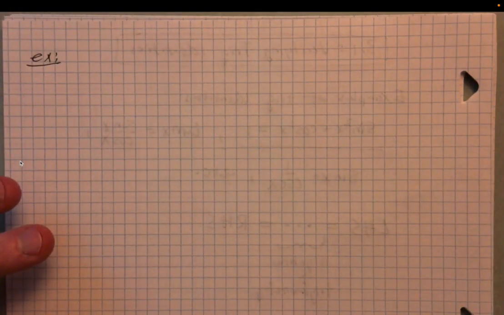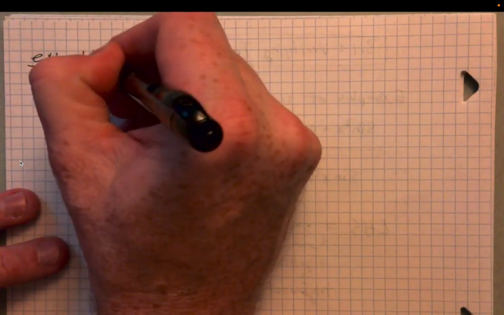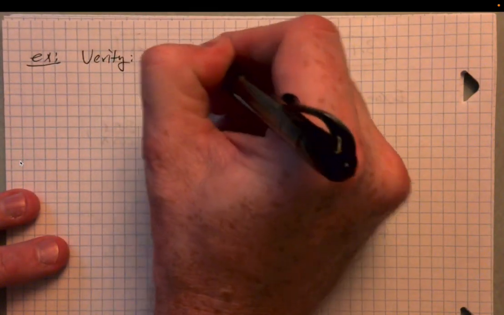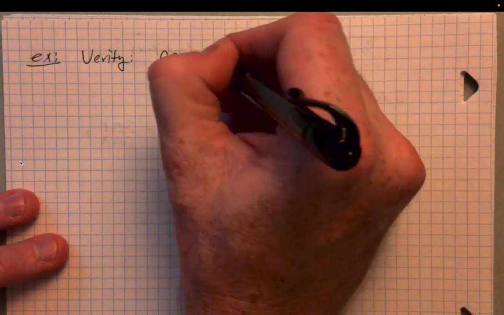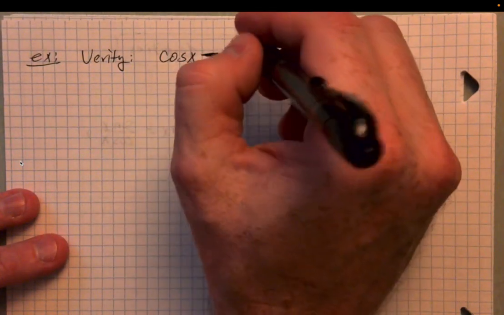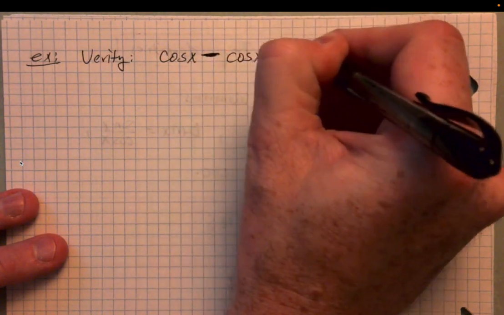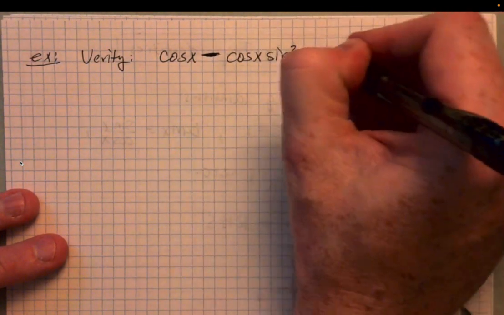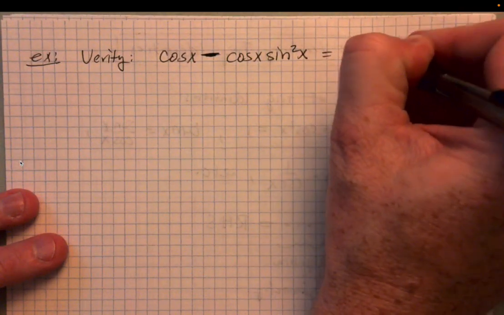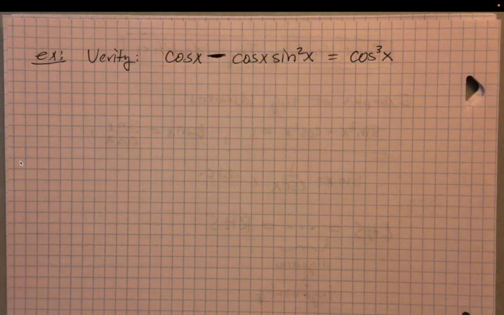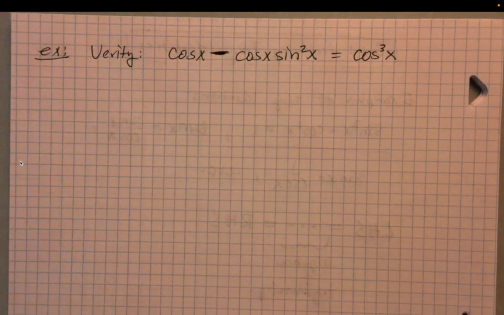In this example, we're going to verify that cosine of x minus cos x sine squared x is equal to cosine cubed x. So if I have a cosine value and I subtract from it the product cosine sine squared, then I get cosine cubed.